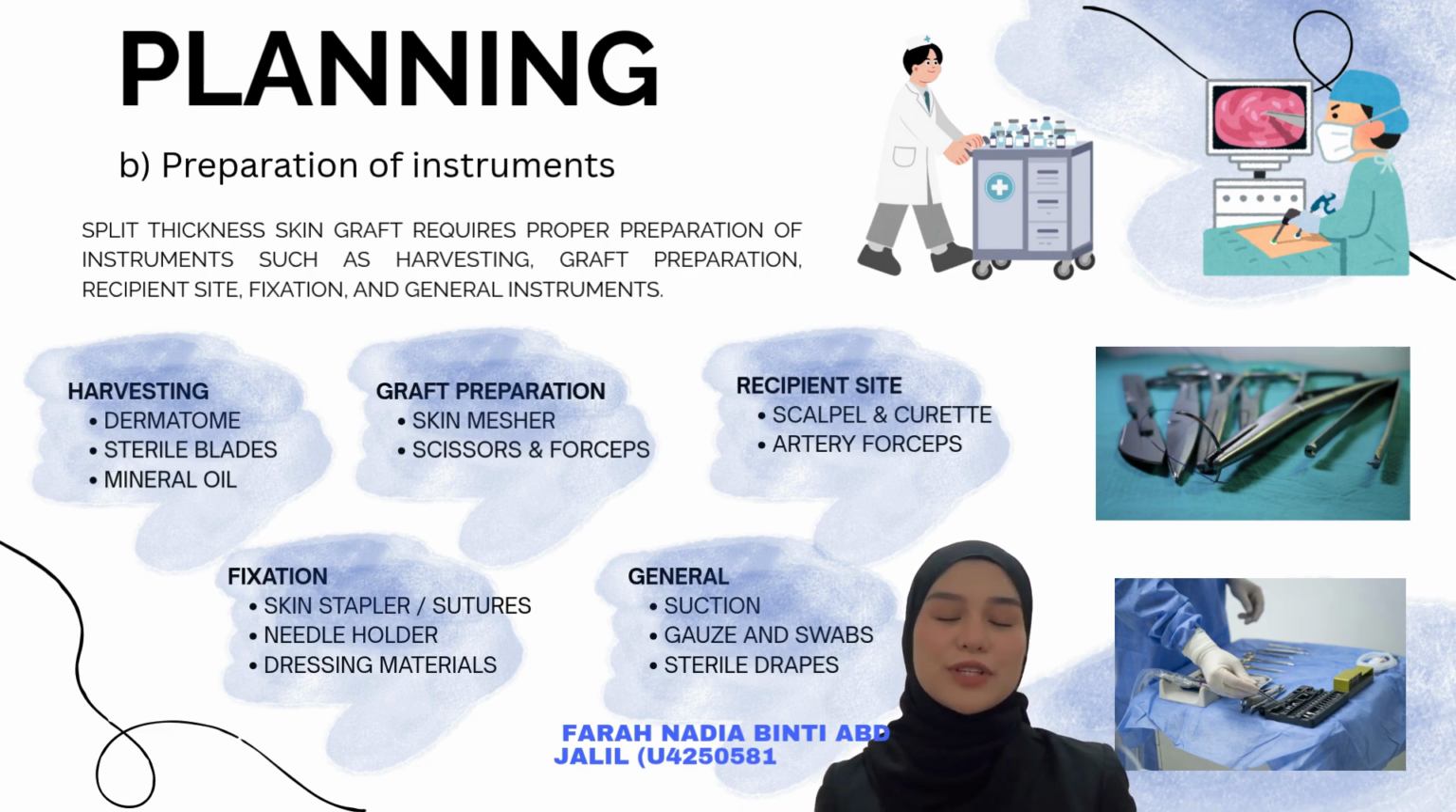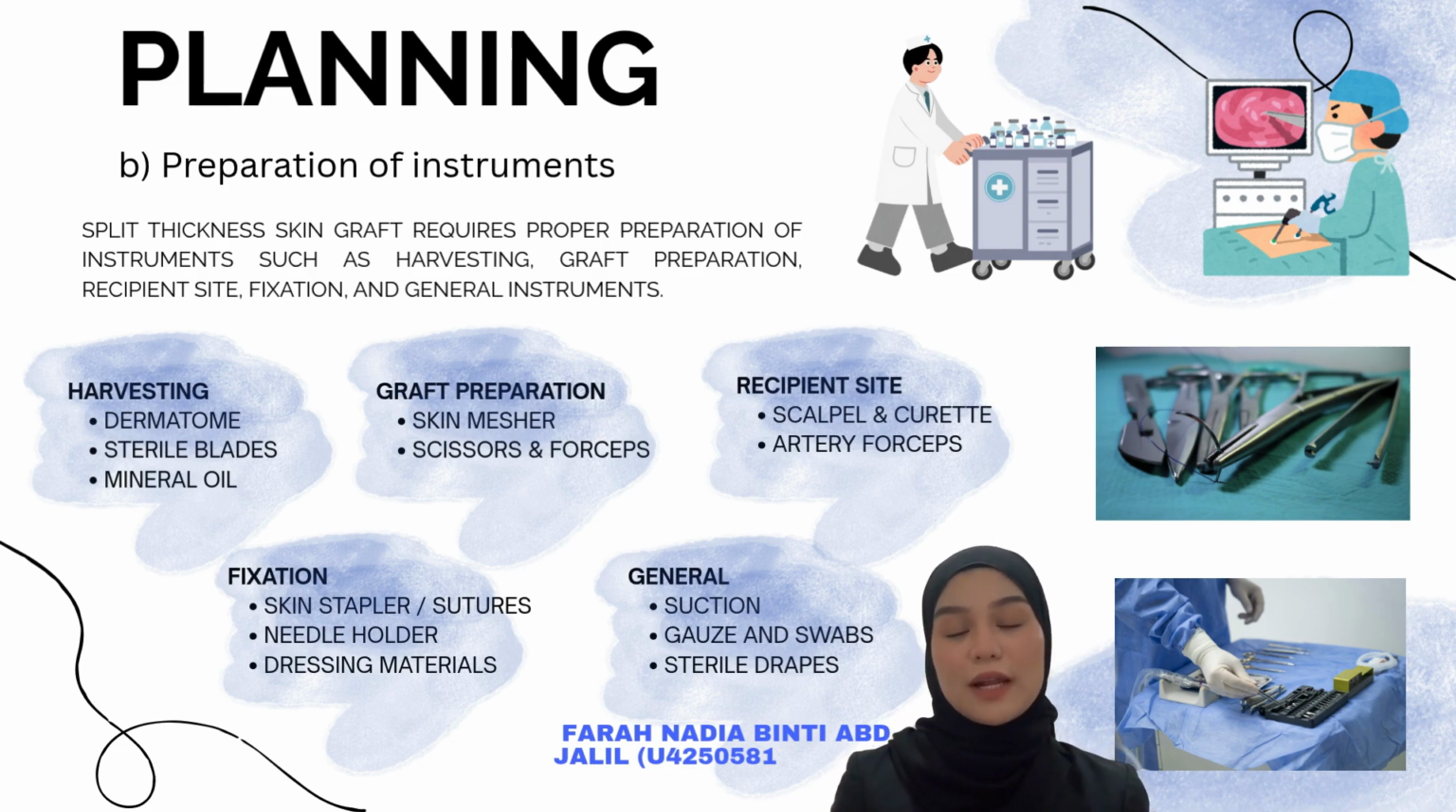Next, graft preparation instruments like skin measures, scissors, and forceps are used to prepare and handle the graft carefully. Then, recipient side instruments such as scalpel, curette, and artery forceps are used to clean the wound and control bleeding. Fixation instruments like a suture or stapler are used to secure the graft, while general instruments such as suction, gauze, and drip help maintain a sterile field. So, overall, proper preparation ensures sterility, correct function of instruments, and a smooth medical procedure.